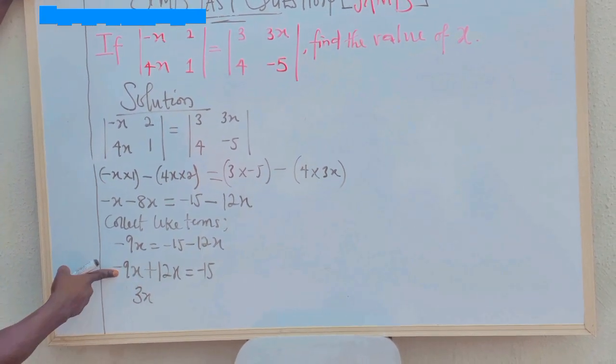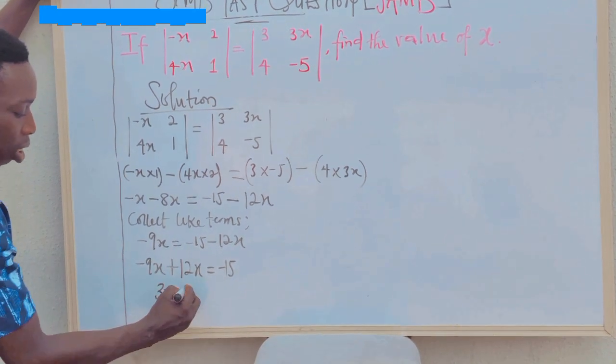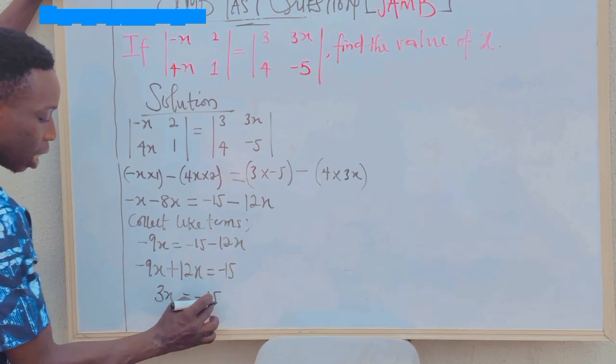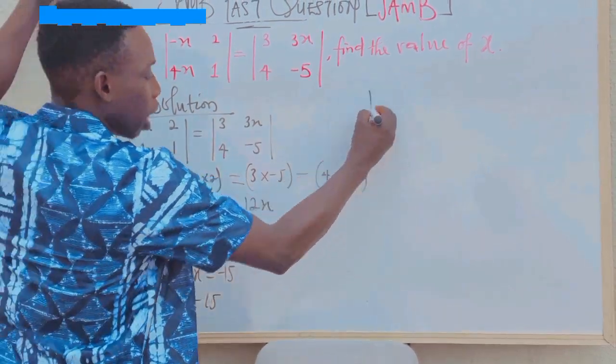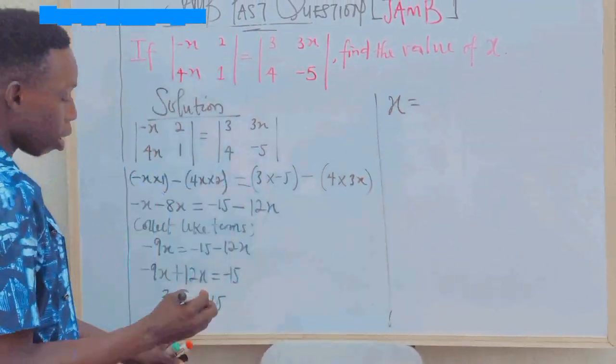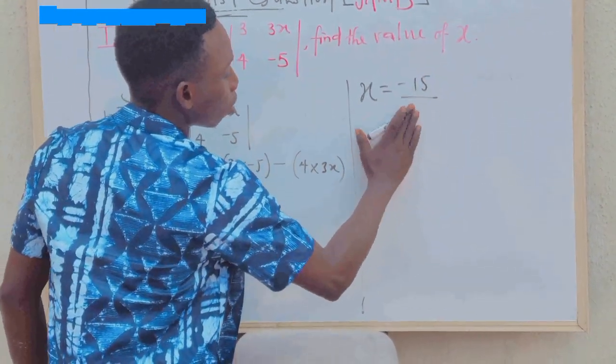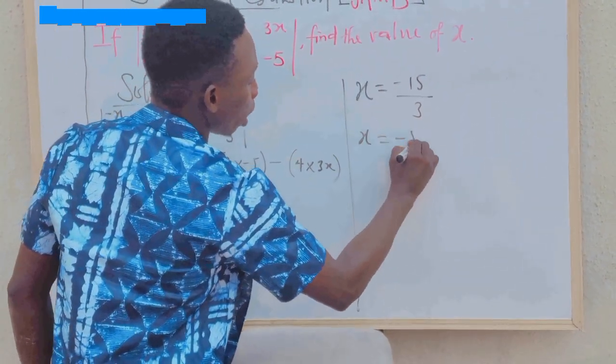Then minus 9x plus 12x will give us 3x. You are owing somebody 9 naira, you have 12 naira. When you pay your 9 naira, you are still left with 3 naira. That's why our answer is positive here. So that's minus 15. Then making x subject of the formula, you divide both sides by 3, the coefficient of x. So that means x is equal to minus 15 divided by 3. So that means x is equal to minus 5.